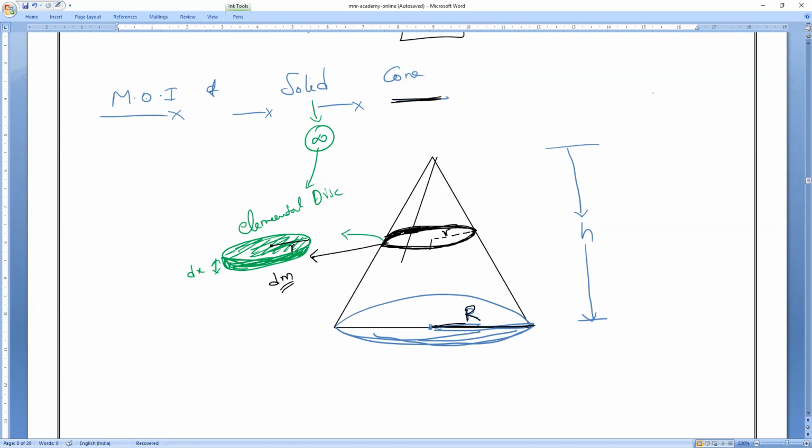We all know this. What is the moment of inertia of a disc? Quickly. The moment of inertia of a disc is mr square by 2. Yes, mr square by 2.